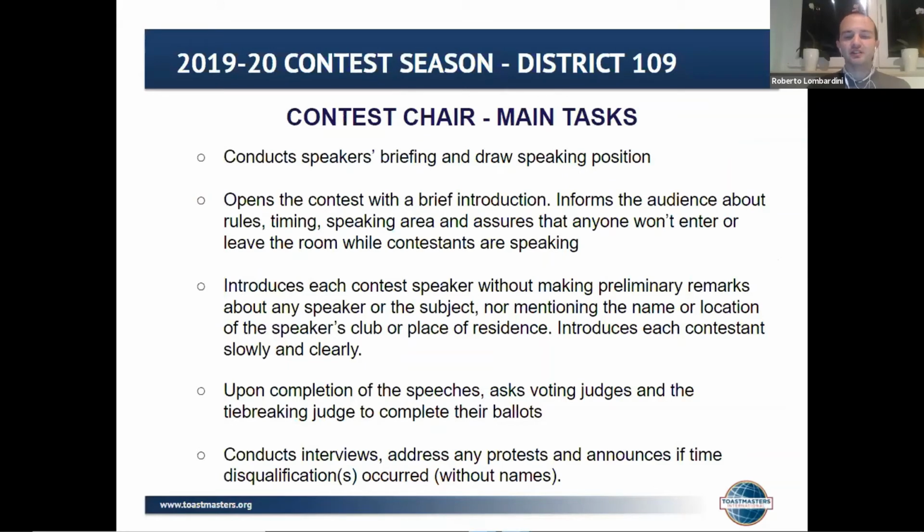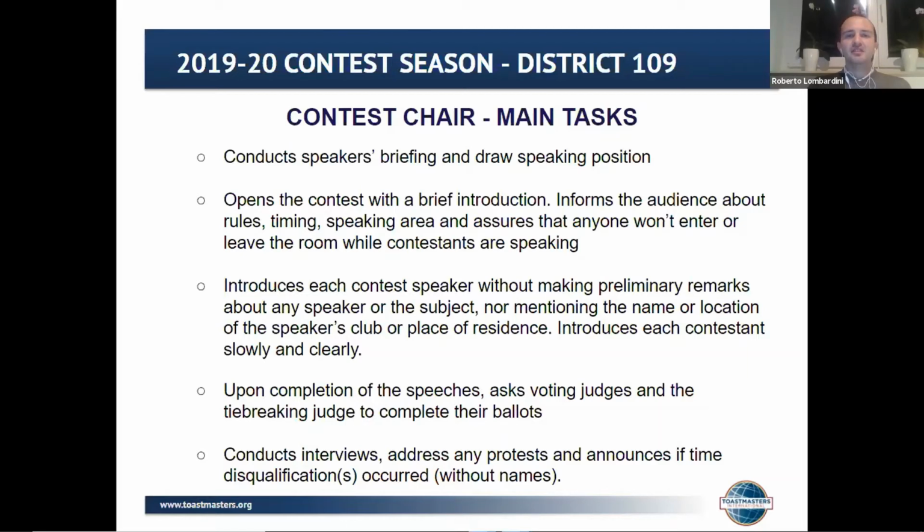Then during the contest, he should welcome the speakers and brief them about the rules and the speaking area. The contest chair should also draw the speaking positions, and he or she should write somewhere visible the names of the contestants with the order, in a way that is clear for the judges, who should take note of all contestants' names.